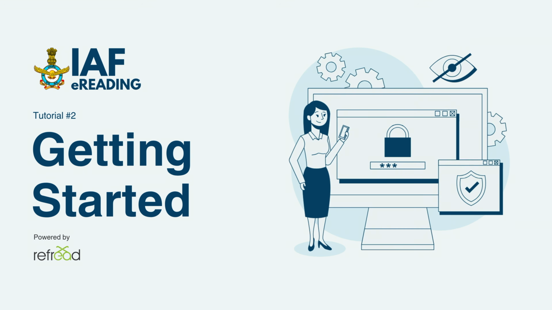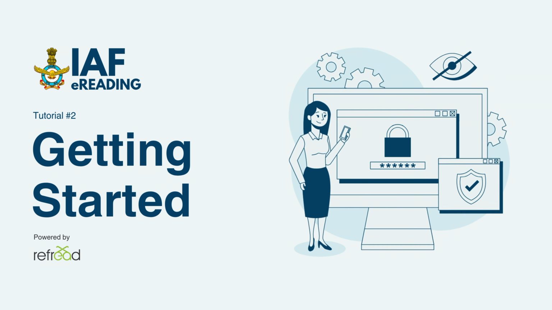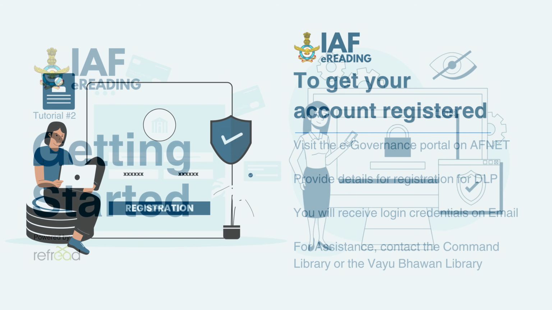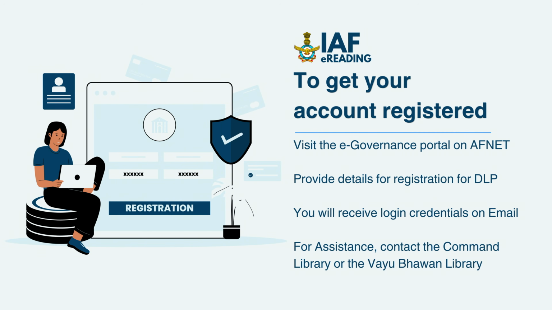In this tutorial, we will walk you through the registration process and login options. If you do not have an account, please visit the e-governance portal on the FNet and fill in the details required for registration on DLP. Once submitted, the library will get your account registered and share login credentials by email.